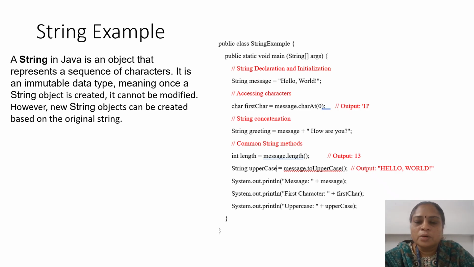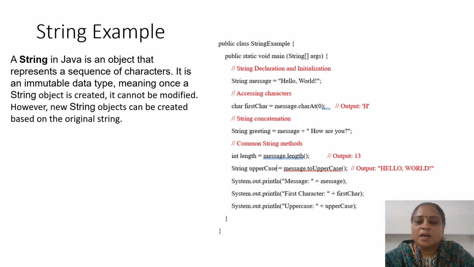And in the following code, I have given int length equal to message dot length of. So automatically it will give the number of letters present in the message string. And then I have given message dot toUpperCase of. It means it will convert that hello world message to uppercase.